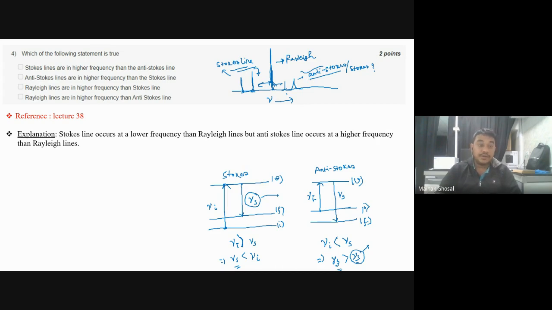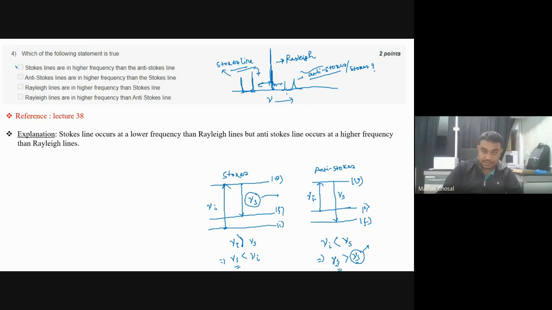Now you have to find which options are correct. First of all, Stokes lines are at a higher frequency than the anti-Stokes line. Is this correct? Which one has higher frequency, Stokes or anti-Stokes?